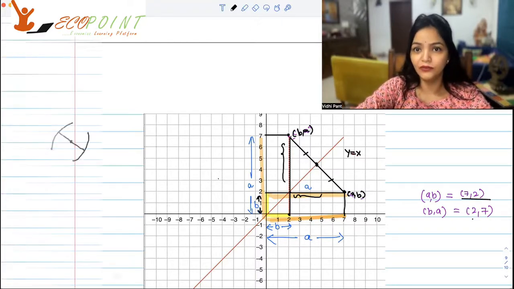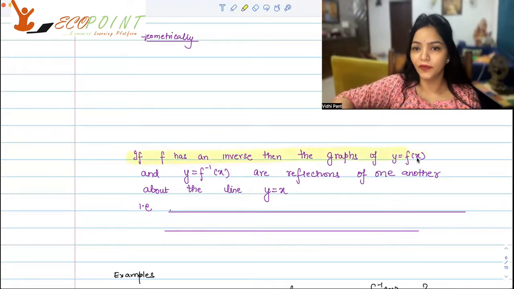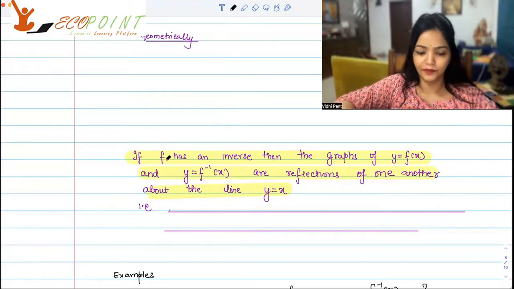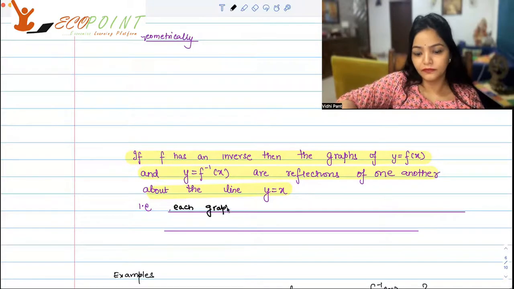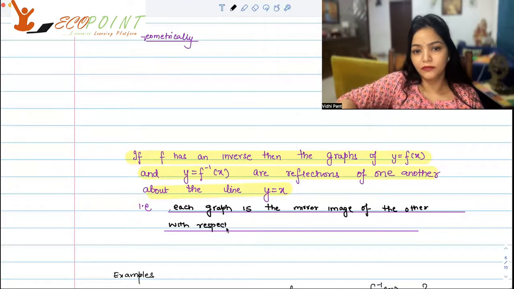So please write it down. If f has an inverse, then the graphs of y equals f(x) and y equals f inverse(x) are reflections of one another about the line y equals x. That is, each graph is the mirror image of the other with respect to y equals x. That's going to happen.